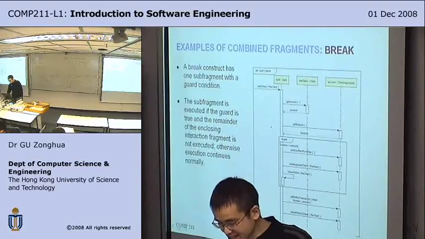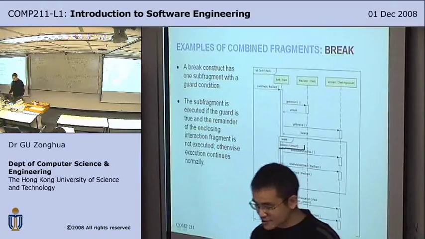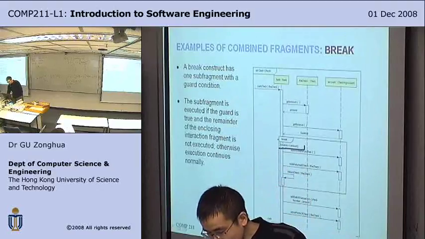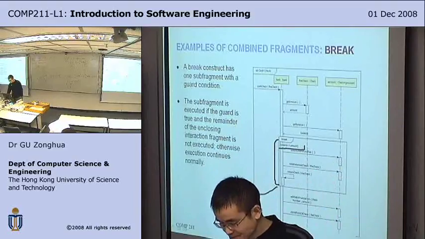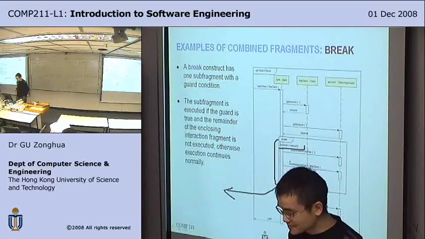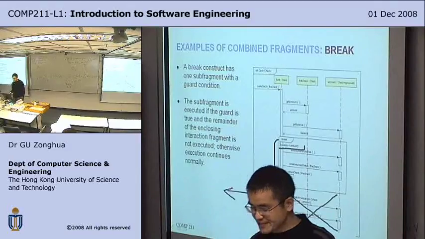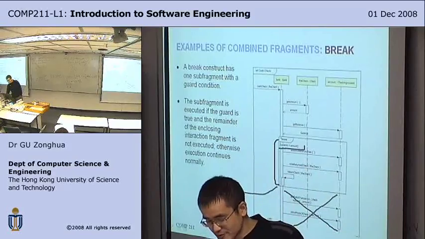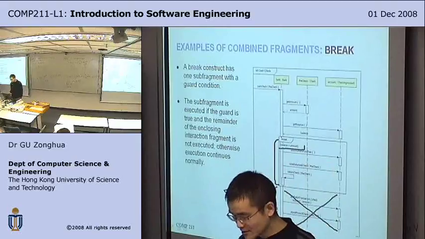So break means that if the guard here is true, balance less than amount, then you go into the break fragment, and when you are done, you exit. You jump out of the sequence diagram. So it's like an exception handler. And all the others are skipped. The rest of the sequence diagram is skipped. Of course, if the guard is false, then you do not execute the break fragment, and you execute the rest of the sequence diagram.